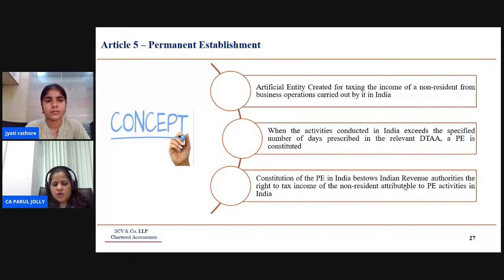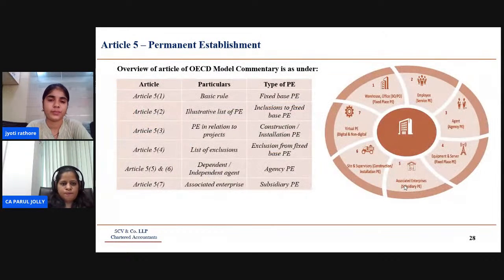Few situations like service PE, construction PE, the concept of PE is triggered if a specific threshold of number of days is achieved, and by constituting a PE, what Indian revenue authorities, or any tax authority, gets is the right to tax the income of the non-resident attributable to that permanent establishment. So it's a long article. I have taken the OECD model as a basis to explain it.